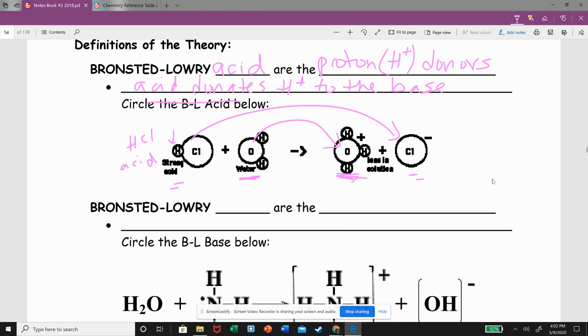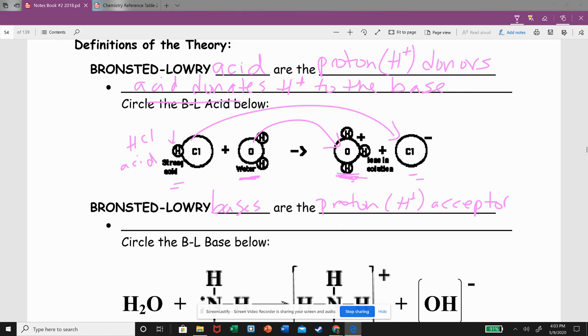So now let's talk about what is the opposite of an acid. The opposite of an acid is always a base. So here we have our Bronsted Lowry base. All right, so our Bronsted Lowry bases. So what's the opposite of a proton donor? A proton acceptor. Remember, proton is our H plus. And then acceptor.